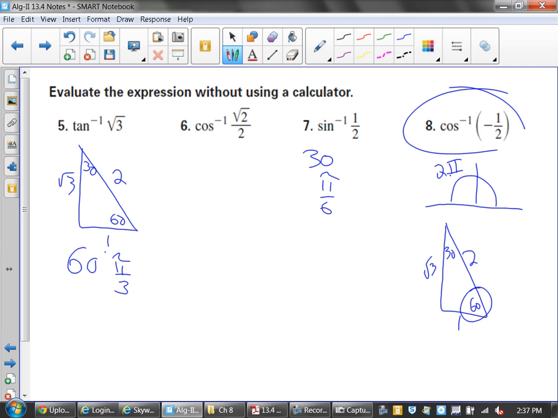60. Now, what's happening here is that you are getting the reference angle of 60 degrees, which means it's an obtuse angle that brings you over to it. What's the obtuse angle that is the cosine inverse of negative 1/2? Positive 120 degrees, or 2 pi over 3. Very good.